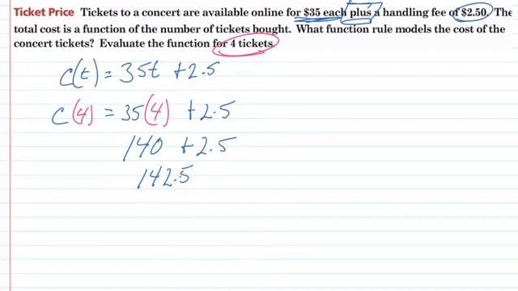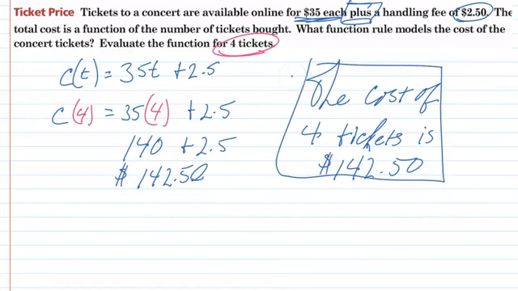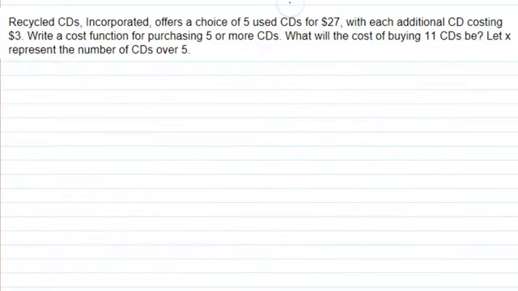142.5. But remember it was in dollars. So put the extra 0 there to make it a dollar and the dollar symbol. So you would say the cost of 4 tickets is $142.50. Alright, here's one more word problem.